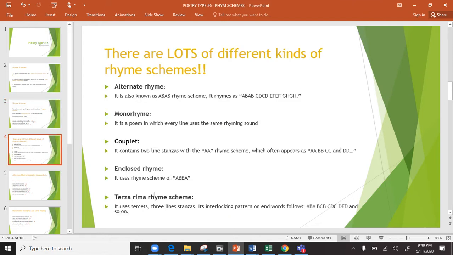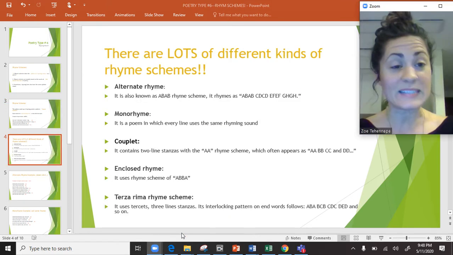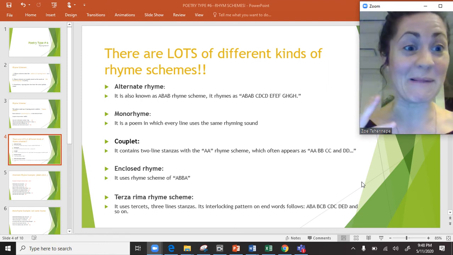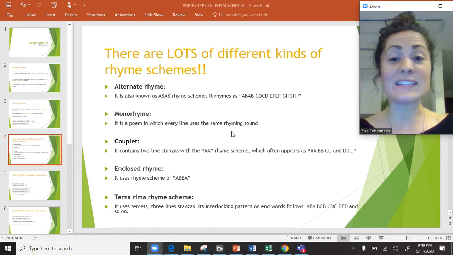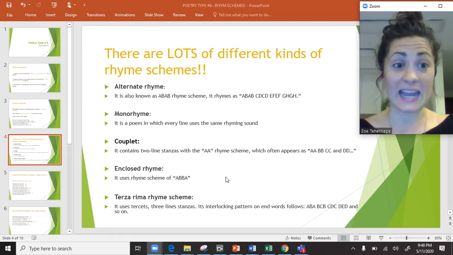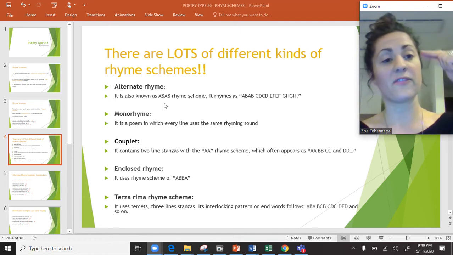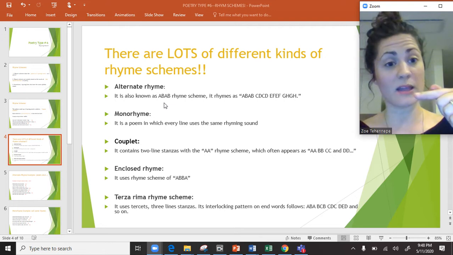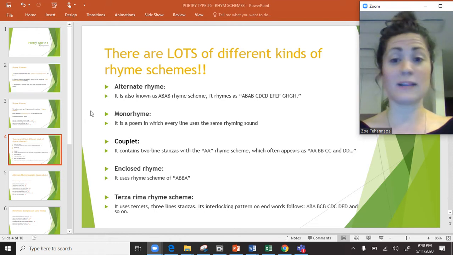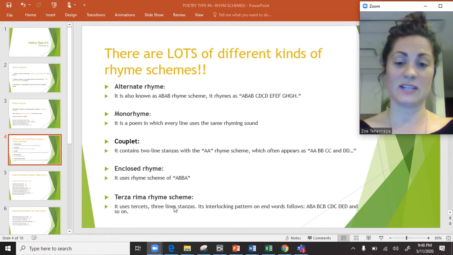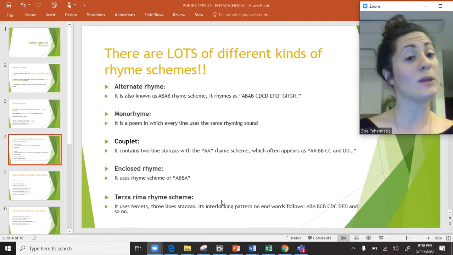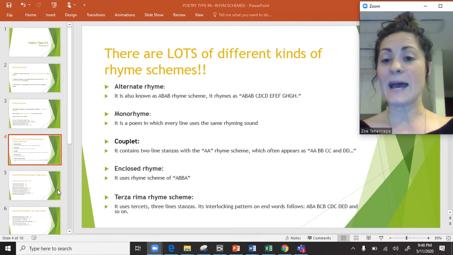Now, there's a whole bunch of different kinds of rhyme schemes, and this is super cool. So, this is our page of sort of guide. This is our guide to rhyme schemes. So an alternate rhyme scheme would have this, A-B-A-B rhyming. So the first line would rhyme with the third line, and the second line would rhyme with the fourth line. We're going to go through and look at a little example of each of these. So we won't spend too much time on this slide, but you can always come back to it.